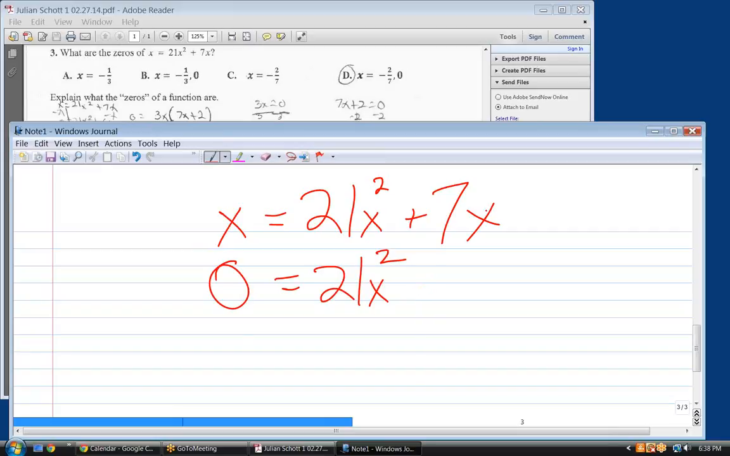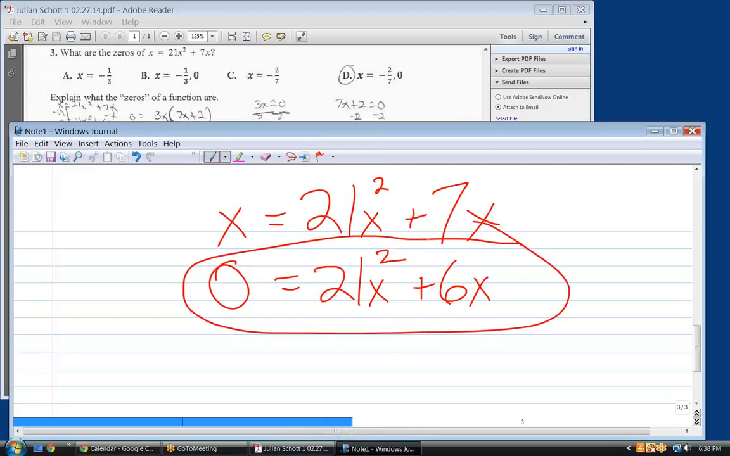Minus. No, we got X? A plus. We got a plus 7x minus 6x? Yeah. Okay. Now, what it means to find the zeros is if all your variables are on one side and zeros on the other, solve this equation and you have the zeros. How do I solve this equation?